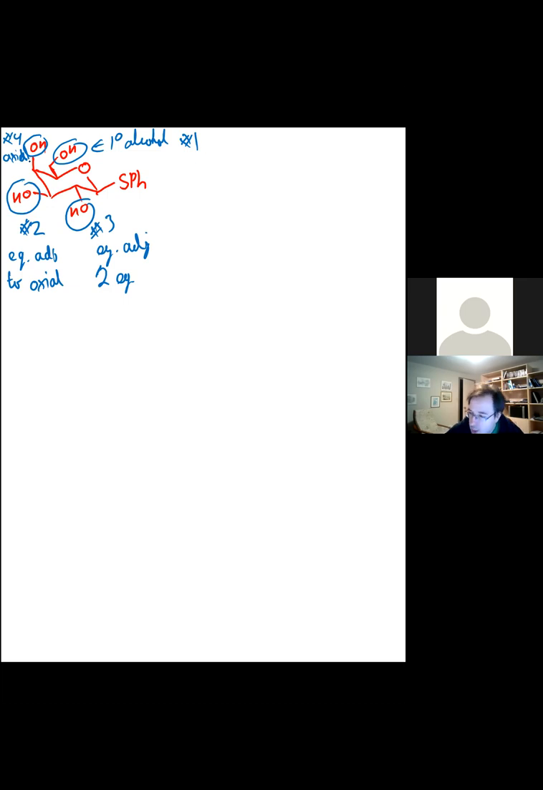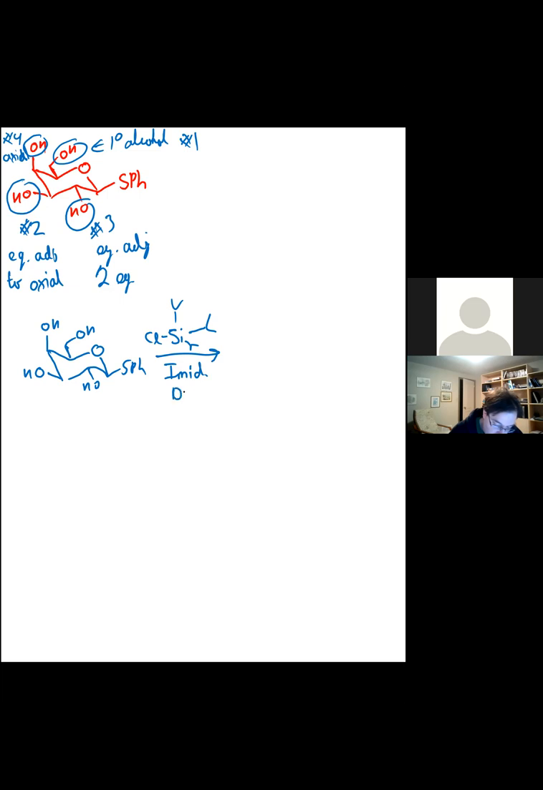So let's think about what happens if we take, just use an example we just saw. We take this guy and we treat it with one equivalent of TIPS chloride and some base, in dichloromethane. So TIPS chloride is clearly bulky. It's got three isopropyl groups on it.